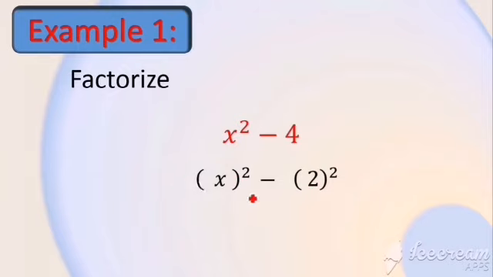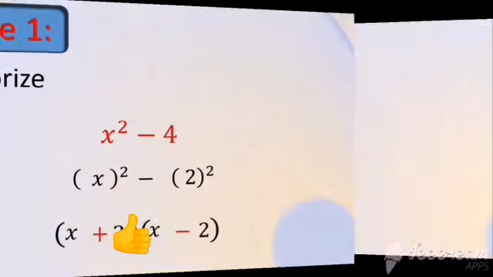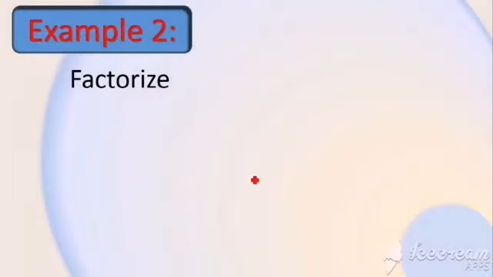Very good. And now what's the second step? The second step is to open two parentheses and start distribute. X in the first parentheses and x in the second. 2 in the first and 2 in the second, with one sign plus in the first and one minus in the second. Very good. Let's now move to example 2.